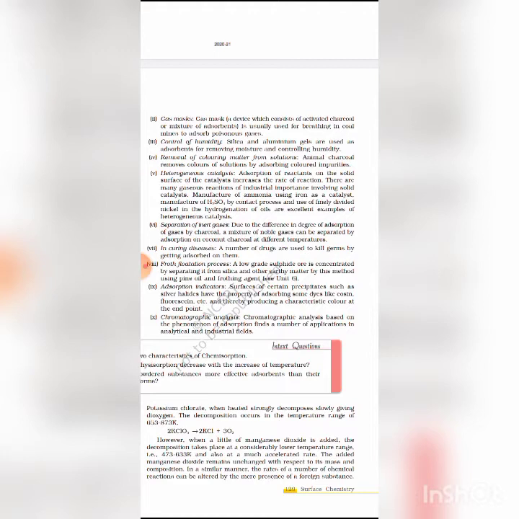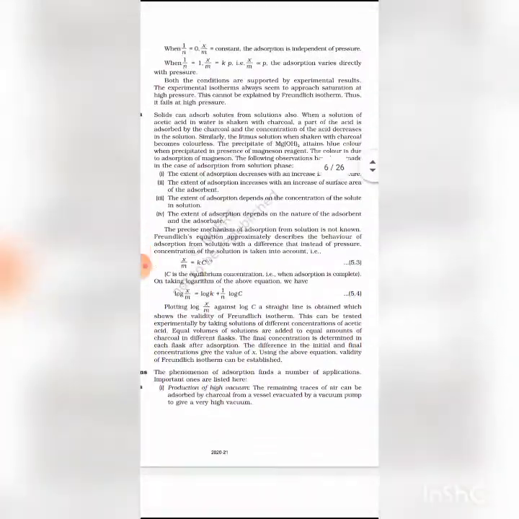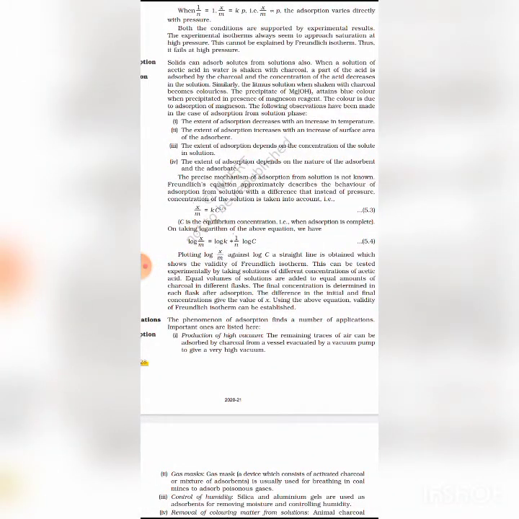Adsorption is used in separation of inert gases. A mixture of noble gases can be separated by adsorption on coconut charcoal at different temperatures, and this is due to the difference in degrees of adsorption of gases by charcoal. So these are the important applications of adsorption.